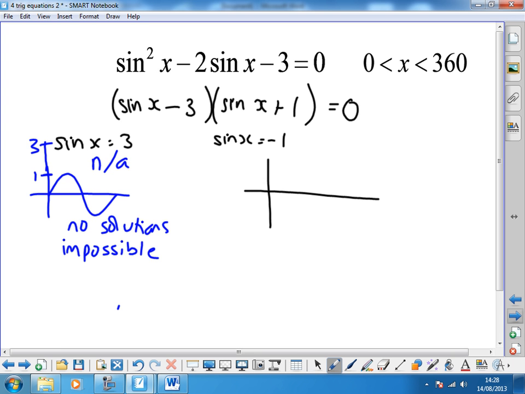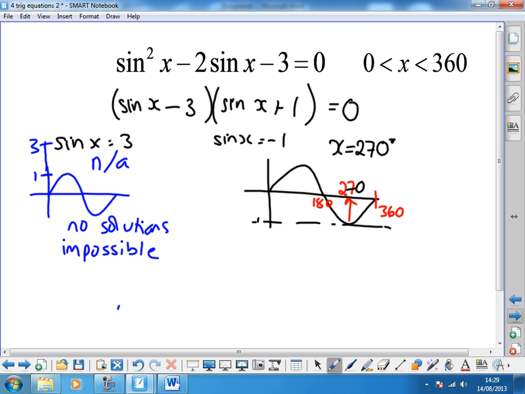This one though, sine x is minus 1, certainly hits it once, doesn't it? Yeah, between 0 and 360. Yeah, it's this one here. I mean, to be honest, I don't think we even need a calculator, do we? No, it's 270. Yeah, halfway between. I mean, we could inverse sine minus 1. Yeah. But it's obvious from the graph what it is, really obvious.